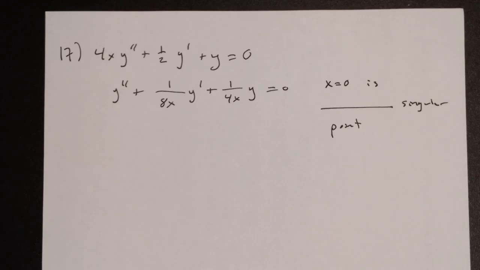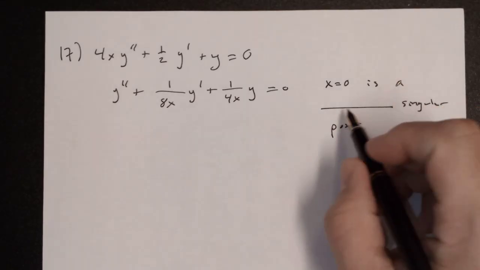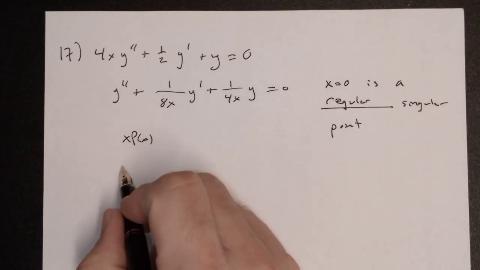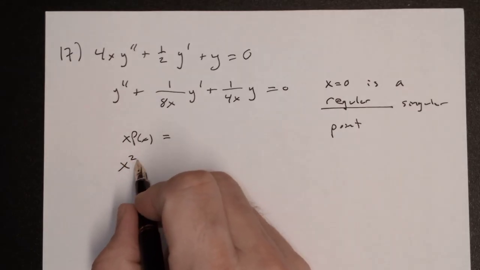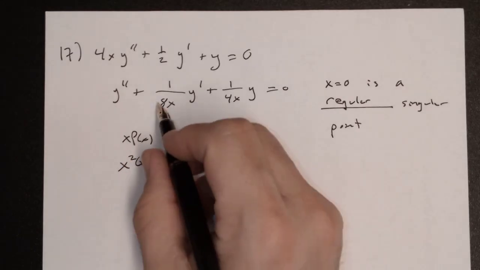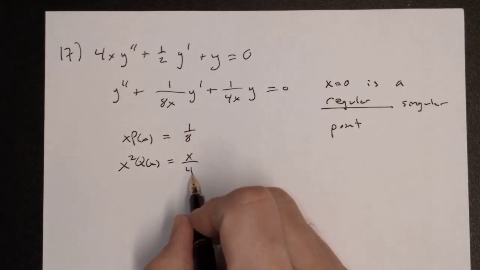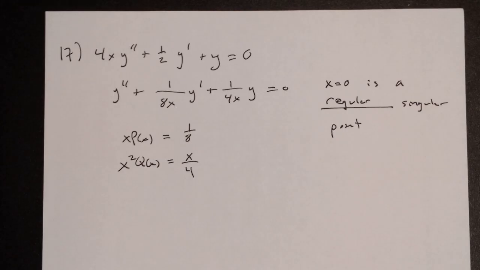Yes, if you're guessing, but you should be able to tell. It is regular. How do I know? It is x squared. x p of x is an eighth. x squared q of x is x over 4. And both of those are analytic, nice, differentiable functions at 0.